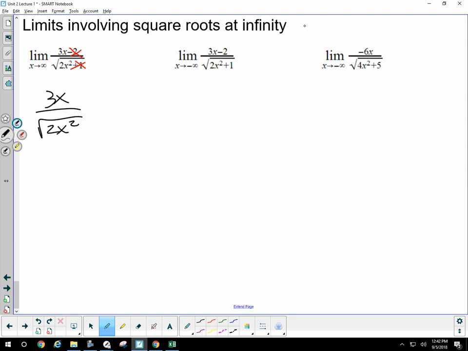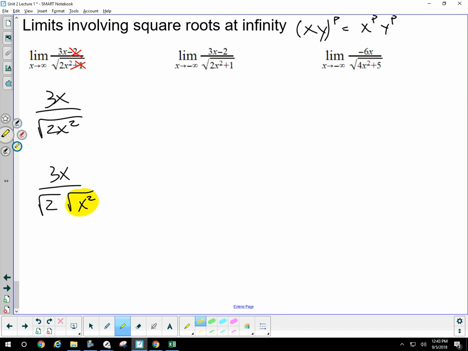Now, properties of exponents, if I have like xy to the p, that's the same as x to the p times y to the p. The square root is just an exponent, so 1/2 power. So the square root of 2x squared could be written as the square root of 2 times the square root of x squared. It's just 2x squared to the 1/2 power. Okay, well, this guy can be simplified. What's the square root of x squared? Almost.